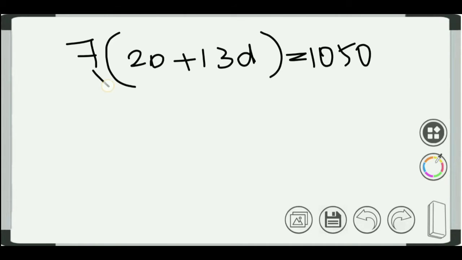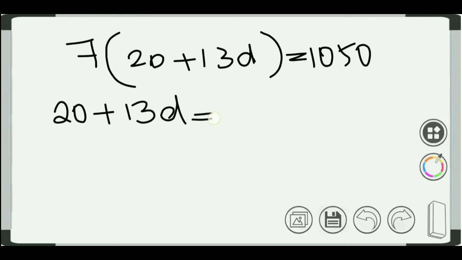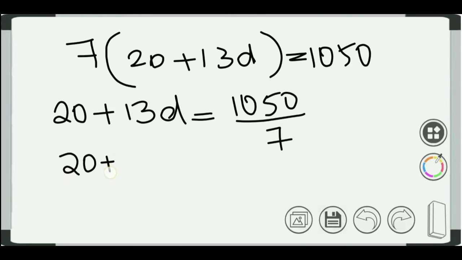Now I can take the 7 this side directly. Here it is multiplication, 7 into. So when I take 7 this side, it will be division. That means 1050 divided by 7. So 20 plus 13d equal to 1050 divided by 7. I have taken this 7 to the other side. So 20 plus 13d equal to 1050 divided by 7 is 150.